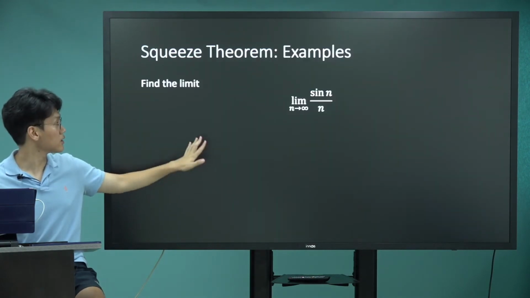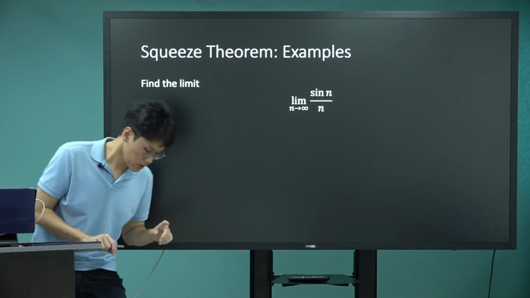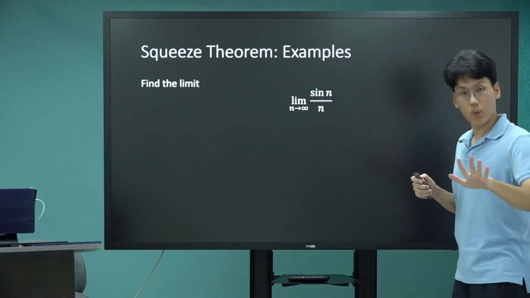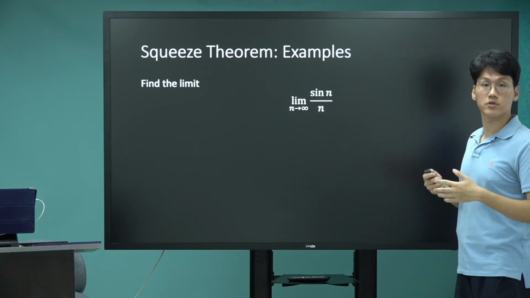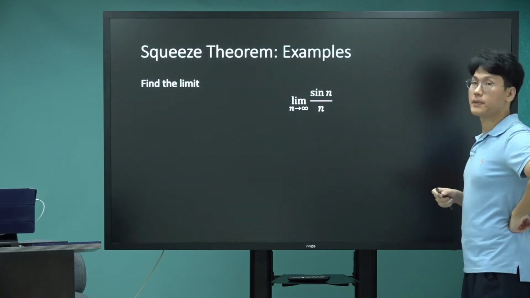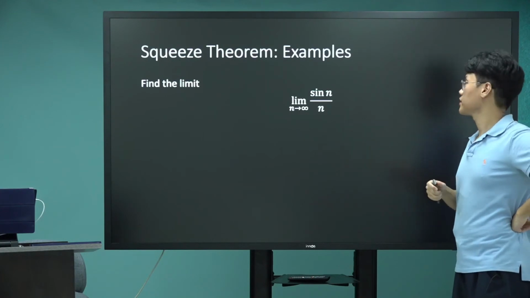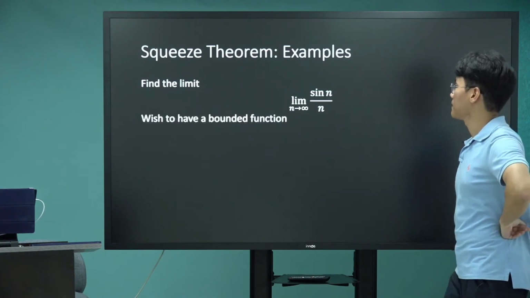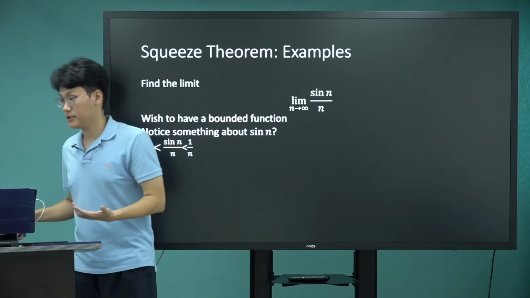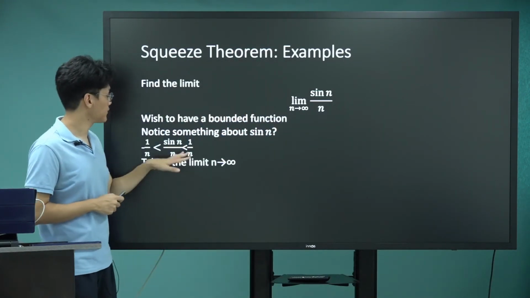Let's have a look at that. Try to use the squeeze theorem on it. But here's the thing: for the squeeze theorem, you need to be very aware of the bounds, right? If you look at the sine, it's bounded by +1 and -1. And hence, since sine is bounded, I can easily find the lower bound and upper bound of such a sequence, right?